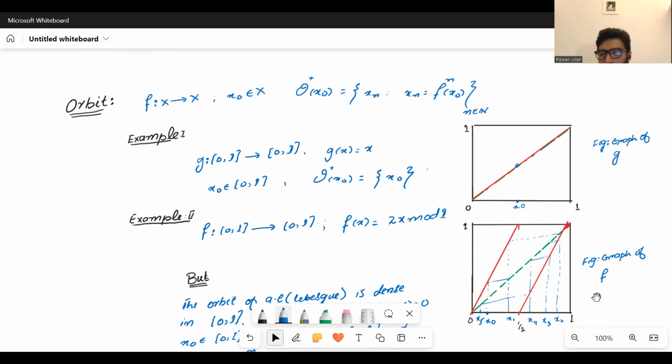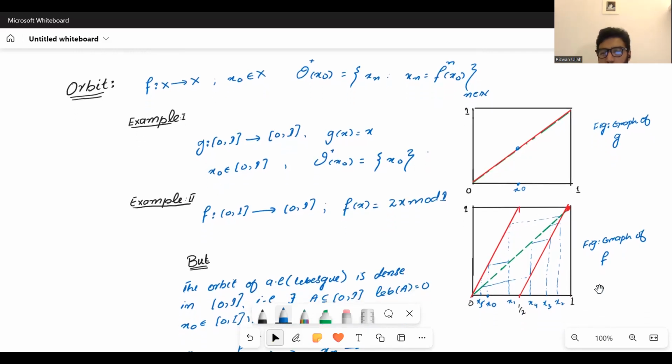I have sketched in the figure the graph of f, and I have chosen randomly a point x naught and sketched its orbit, to show how its orbit is behaving. So I start from a point x naught in the first half of the interval, and its image x1 still lies in the first half of the interval, and its next image went to the second half of the interval.